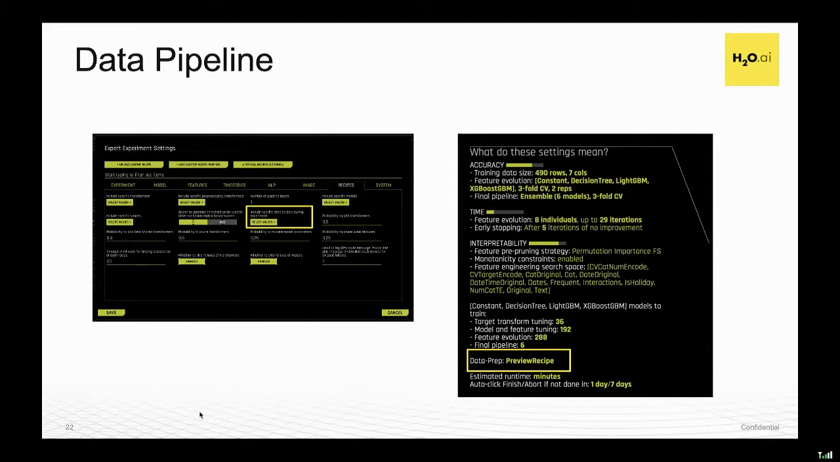If you add this in and you add in your Python data pipeline, then in the experiment page where it says what do these settings mean, you'll see a new section called data prep. In this case, I have a recipe called preview recipe. You do not have to have a data pipeline. Most experiments probably won't, but if you wanted to add in this pre-processing step that would run in production, you could, and this is how you would use it.